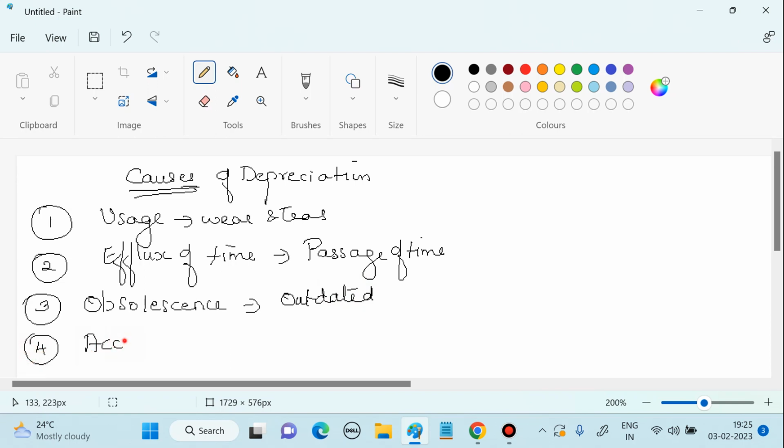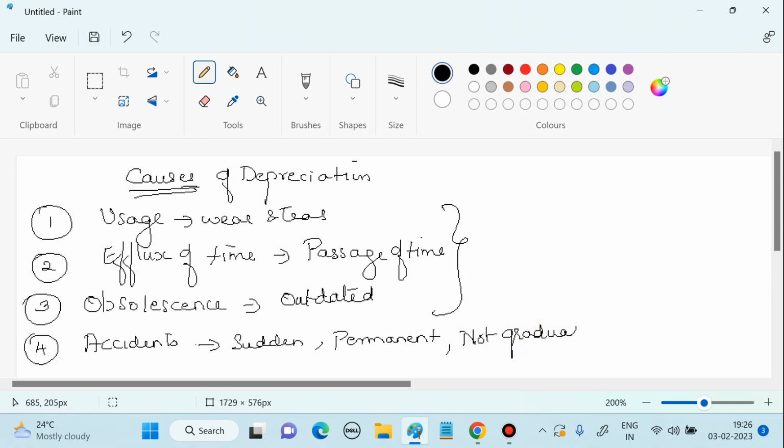Then one more they have given, that is accidents. Now, all these are the general causes, and these causes bring a fall in the value of the asset which is gradual. But in outdated, it can become outdated suddenly also, because suddenly some new technology is invented by some person, and it becomes outdated. But accidents are sudden, and there is a permanent fall. Like suddenly there is a fire, the machinery is totally burnt out. Then it is totally gone. So it's a permanent one, and it is not gradual like what we were saying here. Okay, so these two are gradual, continuous. These two are sudden. Got it?